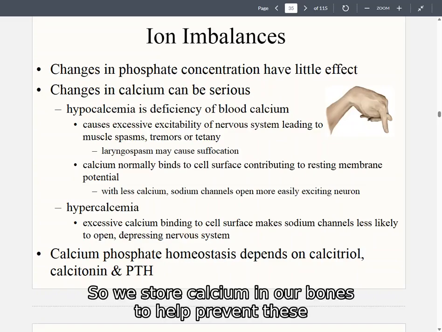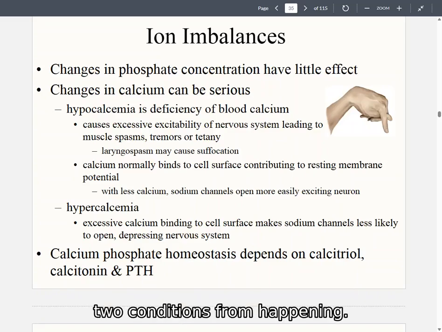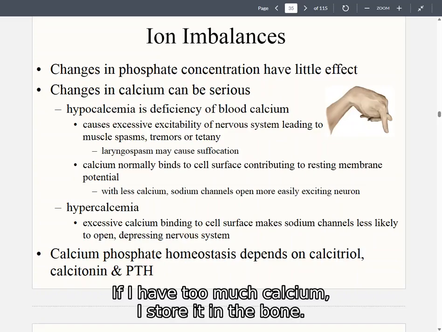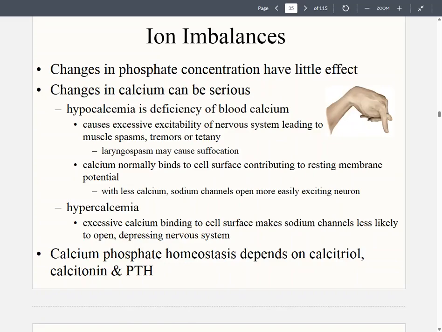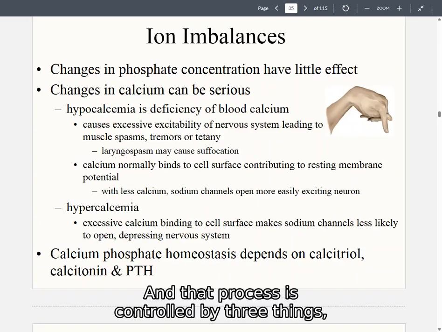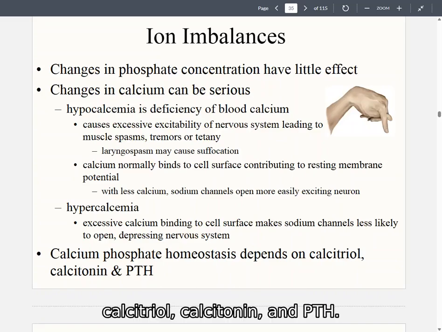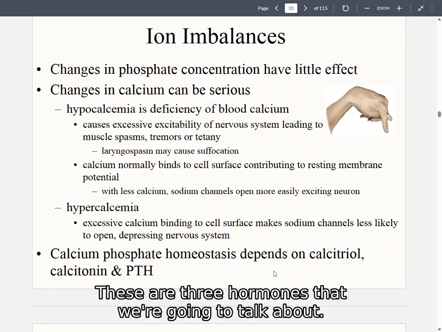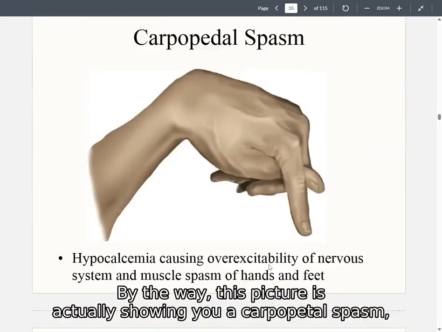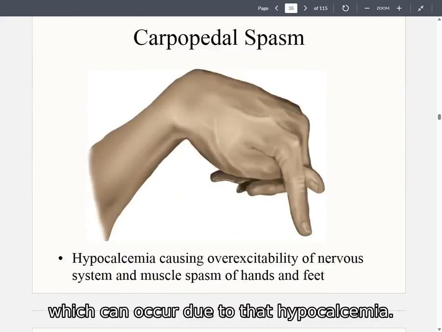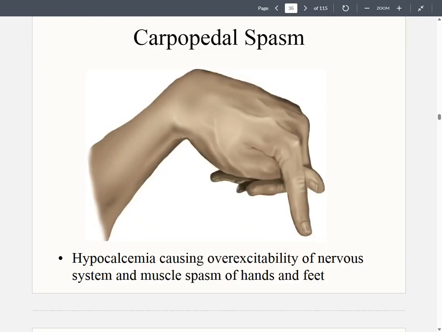So we store calcium in our bones to help prevent these two conditions from happening. If I have too much calcium, I store it in the bone. If I have too little, I release it from the bone. And that process is controlled by three things: calcitriol, calcitonin, and PTH. These are three hormones that we're going to talk about. By the way, this picture is actually showing you a carpopedal spasm, which can occur due to that hypocalcemia.